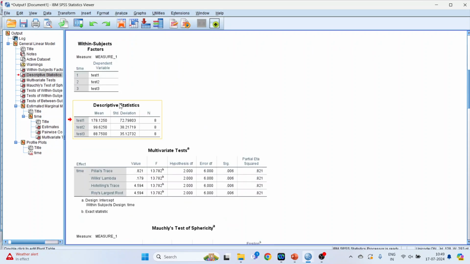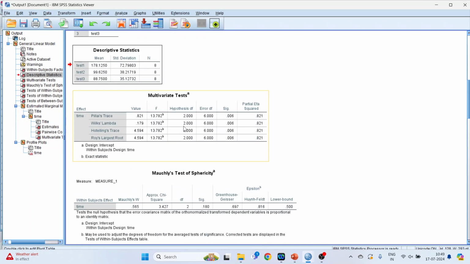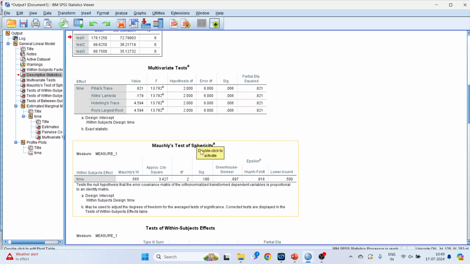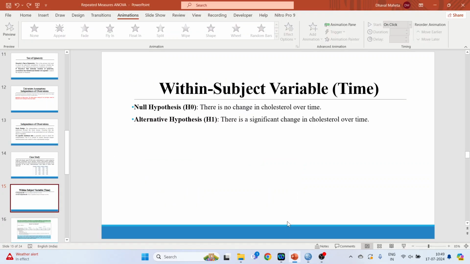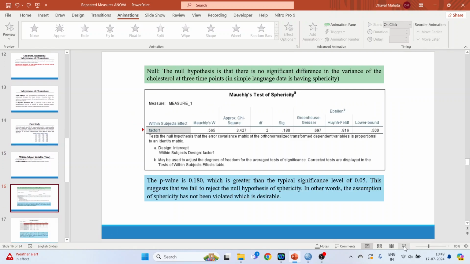The descriptive statistics interpretation we will see at the last. First we start with the assumption testing. The first assumption which we have to test is sphericity. This can be done with the help of Mauchly's test. So I will right click here, copy, and take it to PowerPoint, and let's do the interpretation.